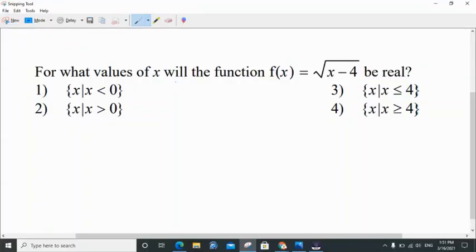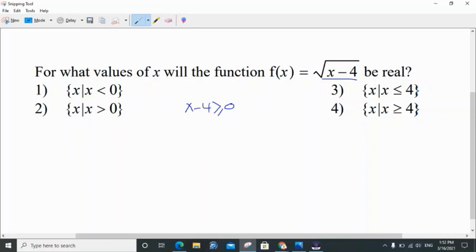What values of x will the function f of x equals square root of x minus 4 be real? I have here 4 options to choose from. At the first, you have to know that the square root must be positive or 0. So the expression under the radical sign, which is x minus 4, should be positive or 0. So I am going to write here x minus 4 should be greater than or equal to 0.